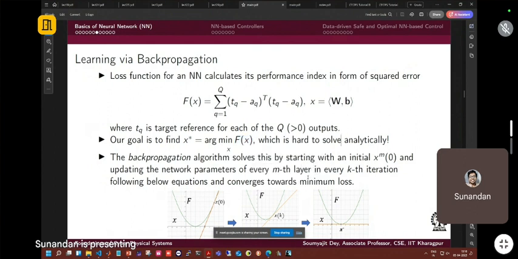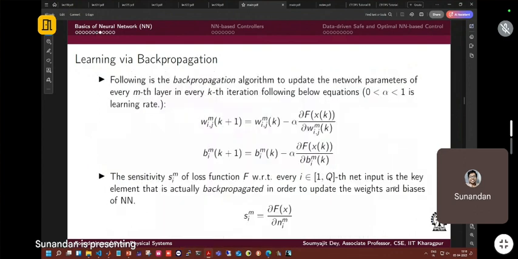Since the loss function is quadratic, it will obviously look like a parabola, and this is how it is plotted against x. We have a minima for this, and that minima is what we are trying to find here.